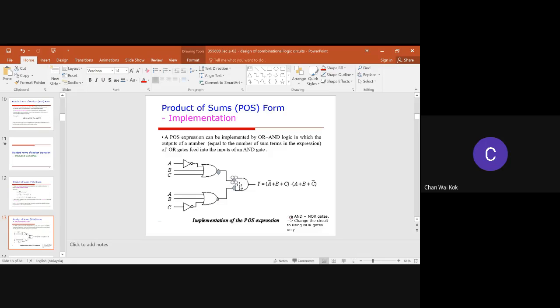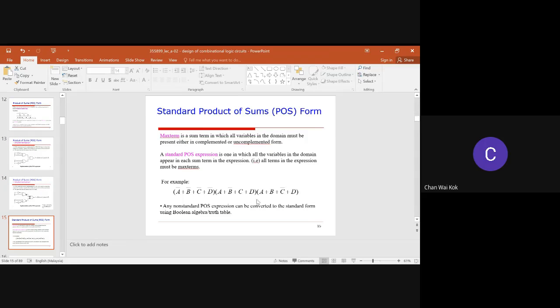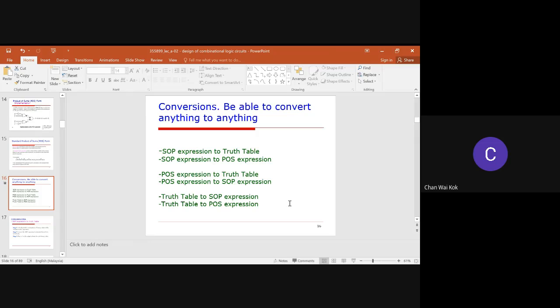Okay. So let me remove all the circles. This slide I remove all this, only this side I put. So this is product of sum. In product of sum, you add up together, then you multiply them. So for conversion, you should be able to convert anything to anything. From SOP to truth table, from SOP to POS, from POS to truth table, from POS to SOP, then from truth table to SOP, from truth table to POS.